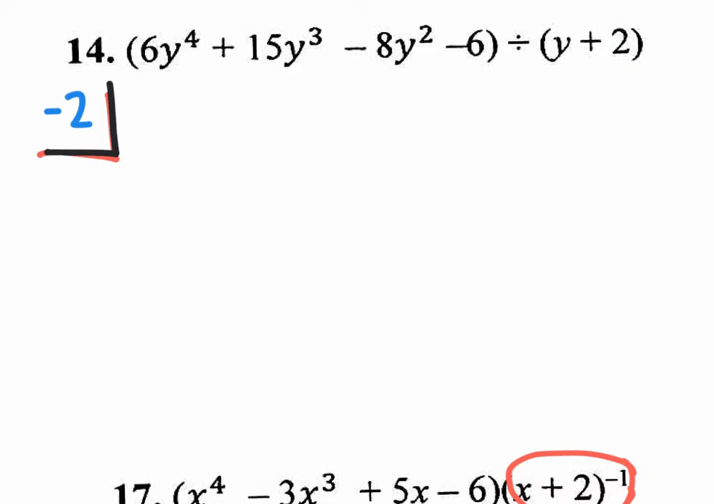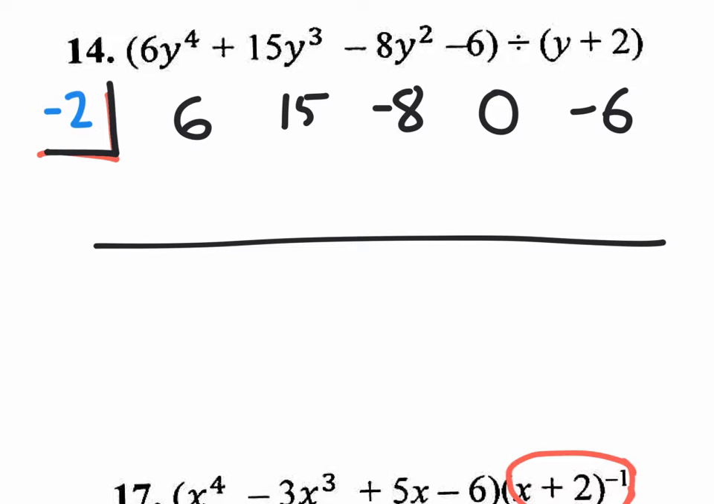Now let's go for the coefficients. What's the first coefficient that we need? 6. The next one? 15. The next one? Negative 8. The next one? 0, because there is no y. Okay, and then the last one? Negative 6, the coefficient. Let's put that bar down there. And by the way, all those lines I've been drawing, you don't need to draw those lines, all right? So I'm not going to draw any lines this time.